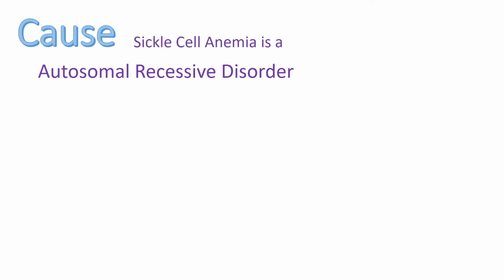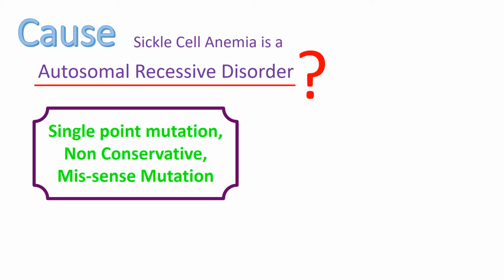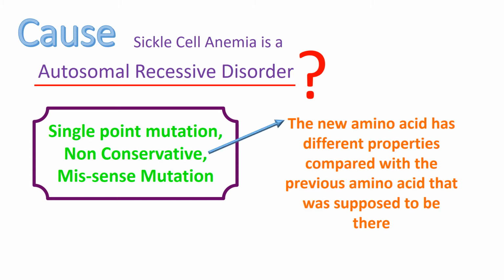Now, what are the causes of sickle cell anemia? Sickle cell anemia is an autosomal recessive disorder. To be a recessive disorder, both the copies of the gene should be mutated. Now, it is a single point mutation, non-conservative mutation, missense mutation. Now, what does non-conservative mutation mean? The new amino acid has different properties compared with the previous amino acid that was supposed to be there.